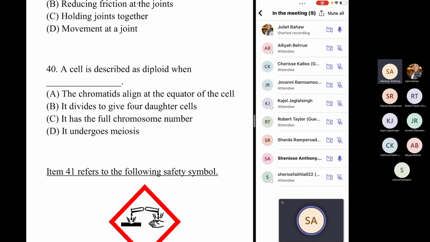A cell is described as diploid when? Diploid is when the chromatin align at the equator of the cell. It divides to give four daughter cells, which will have to be meiosis. It has the full chromosome number, C, because it has taken the same chromosome as the parent, which is 23 pairs. So the daughter cell will have the 23 pairs. All right, that is mitosis they're talking about.